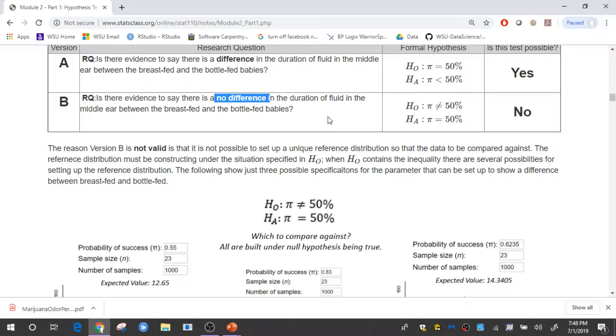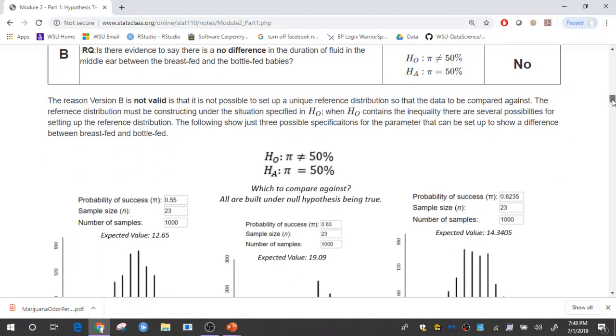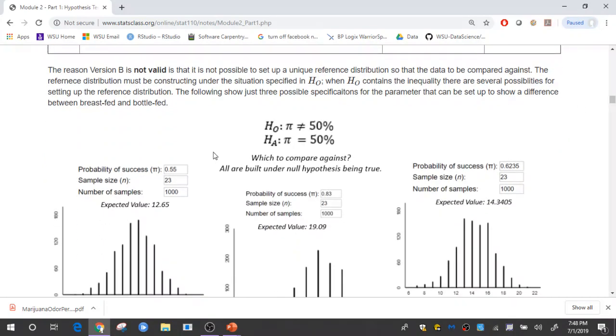Now, I cannot easily evaluate my data against a situation of a difference, because there are all sorts of different ways that I can be different. So the reason version B is not valid is that it is not possible to set up a unique reference distribution so that the data can be compared against.